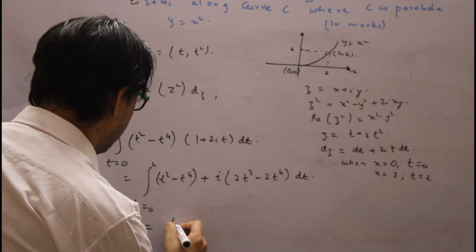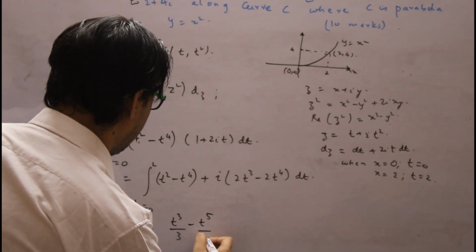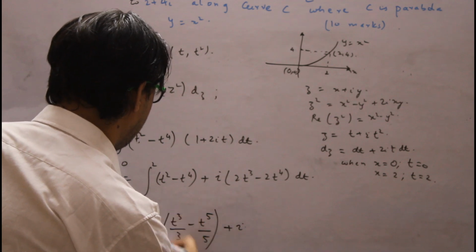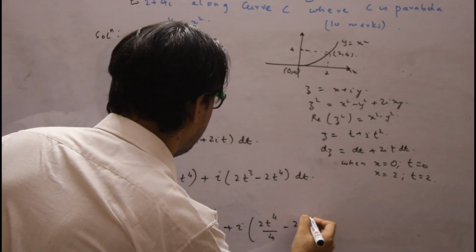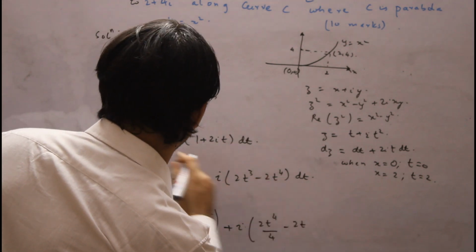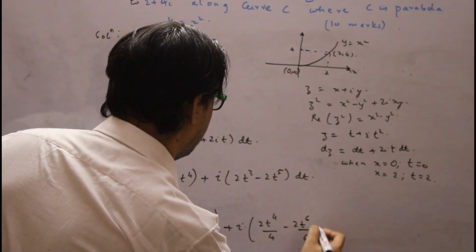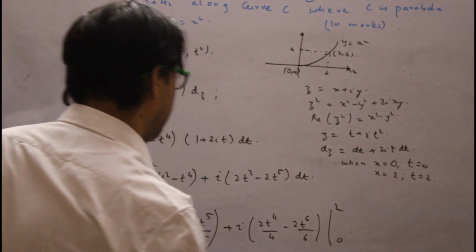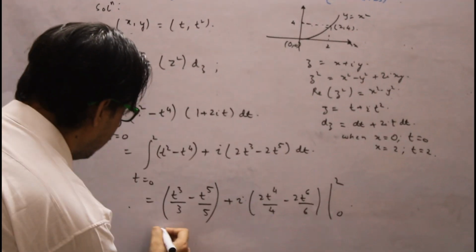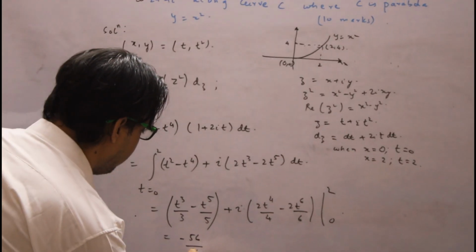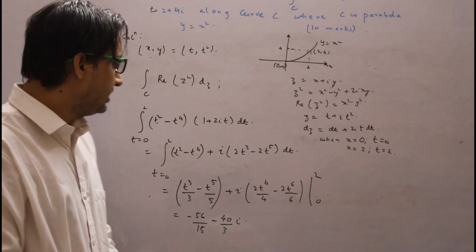So this is t to the power 3 by 3 minus t to the power 5 by 5, plus i times 2 to the power 4 by 4 minus 2 to the power 5 by 5, so we have to write over here 5. So this is t to the power 6 by 6, and we are going to put the limits. If we put the limits on this part, we will get this as minus 56 divided by 15, minus 40 by 3 i. So this is the answer to this question.